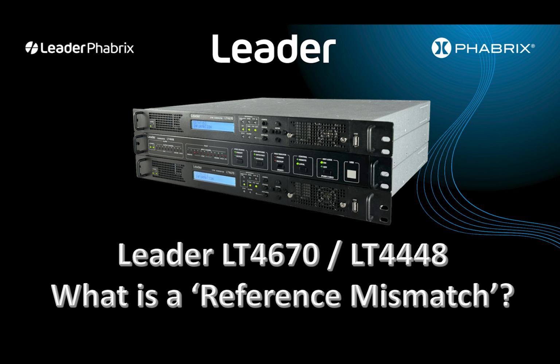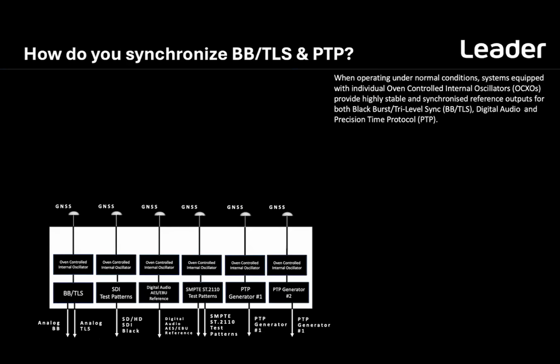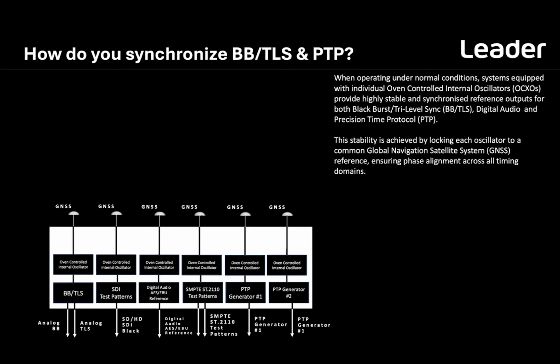What is a reference mismatch? When operating under normal conditions, systems equipped with internal, oven-controlled oscillators provide highly stable and synchronized reference outputs for both black and burst, tri-level sync, digital audio, and precision time protocol. This stability is achieved by locking each oscillator to a common global navigation satellite system reference, ensuring phase alignment across all timing domains.